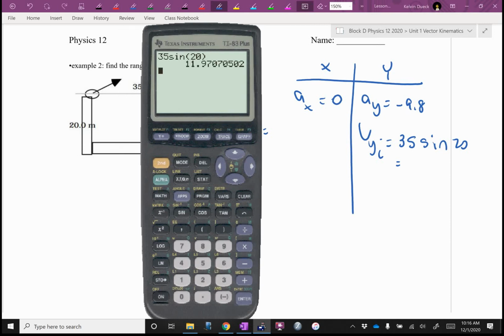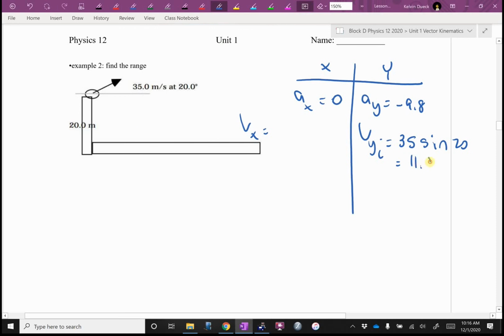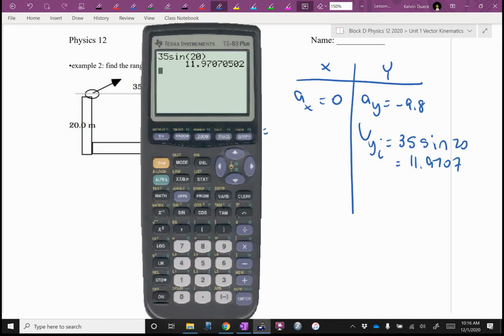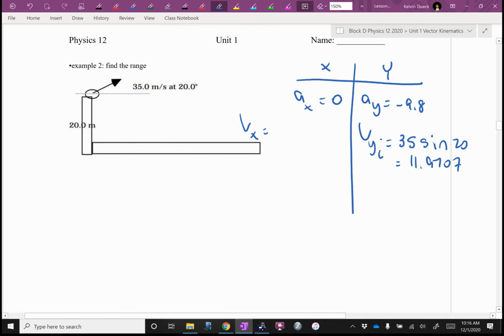11.9707. Well, if Vy is sine, which trig function do you think Vx is? Of course it is. 32.889. 8.892 if I carry one extra sig fig.